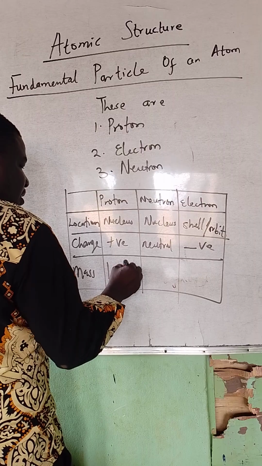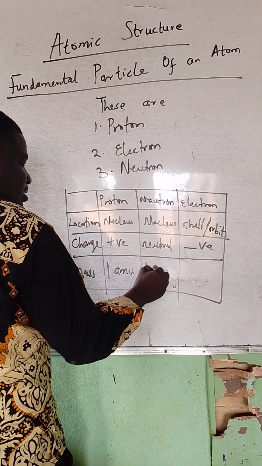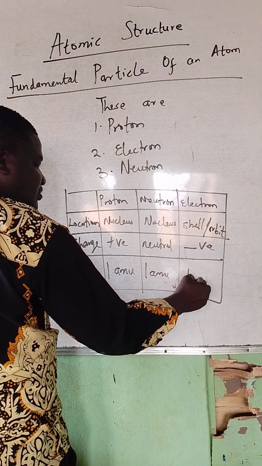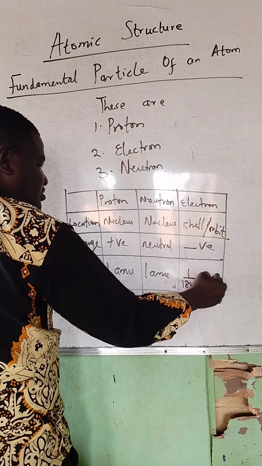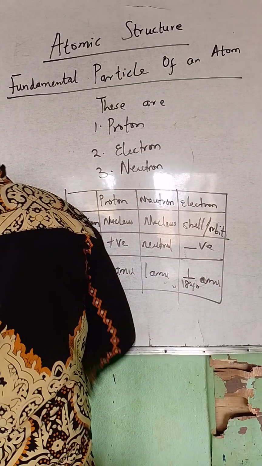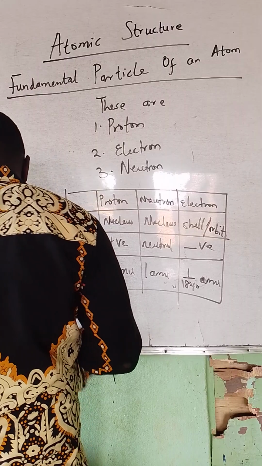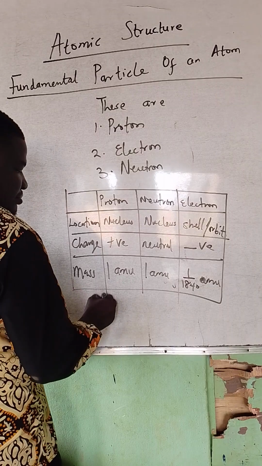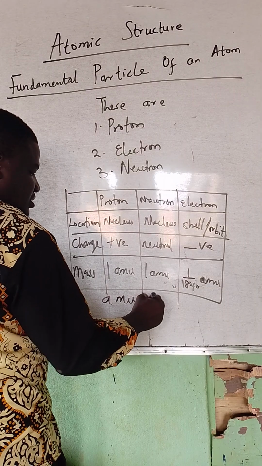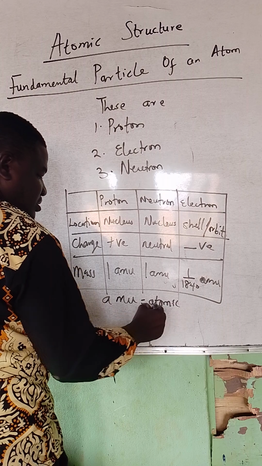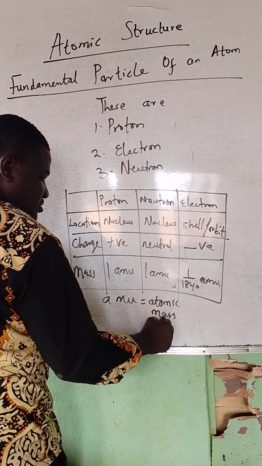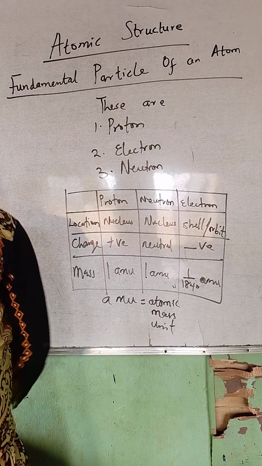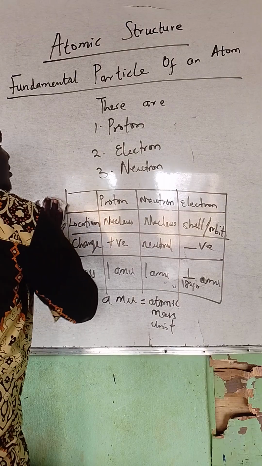The mass is one atomic mass unit. One atomic mass unit. AMU means atomic mass unit. That's AMU, atomic mass unit.